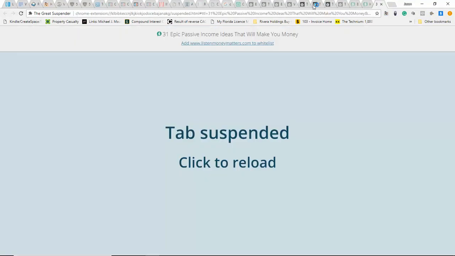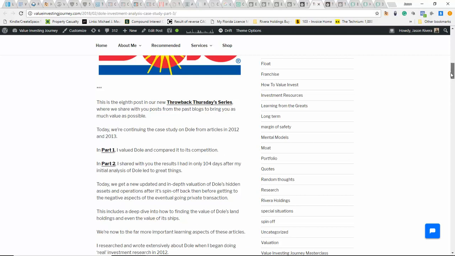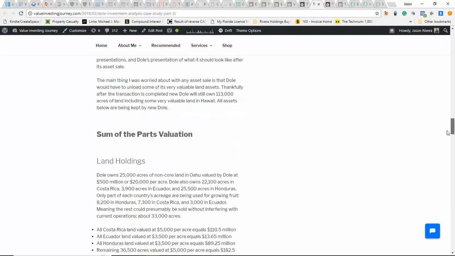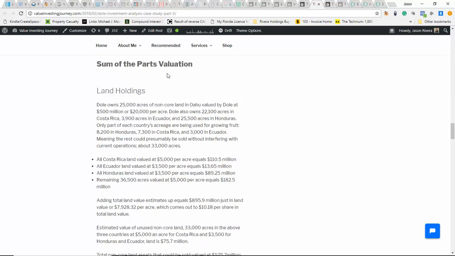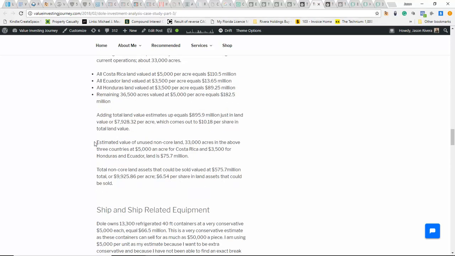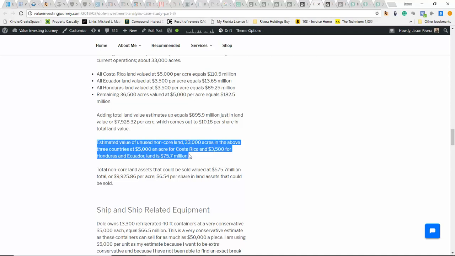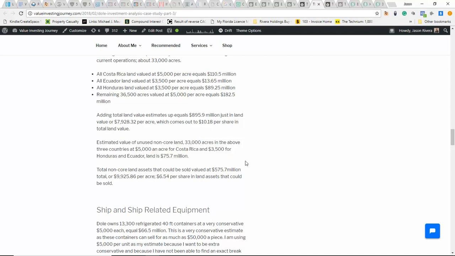What else we learned in here is how to put those into practice by doing in-depth valuations. Some of the parts valuations value just the land holdings, and I broke this down by country because they have specifically land in other countries as well. And right here, what did I say? And I went even further. They have used and non-used land. So just non-used land they had in Costa Rica, Honduras, and Ecuador, $75.7 million worth of unused land, and in total, quote, non-core land assets that could be sold. So valued at $575.7 million.